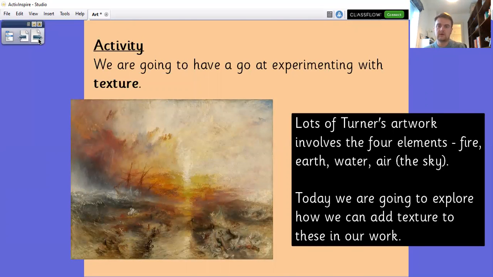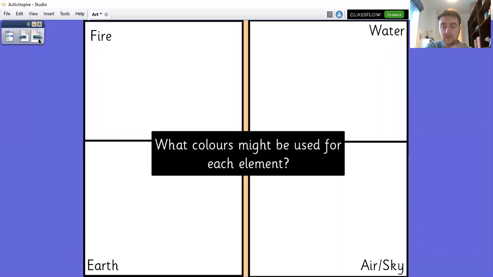So today we are going to have a go at experimenting with texture. Lots of Turner's artwork involves the four elements, which are earth, fire, water, and air, which we can see as the sky. So let's have a look at how we can do that. First of all, what different colors might be used for each element? Now, be specific with that. Make sure that you're talking about what shades of blue might be used for water, what shades of blue might be used for the sky, because we know there might be some similarities.